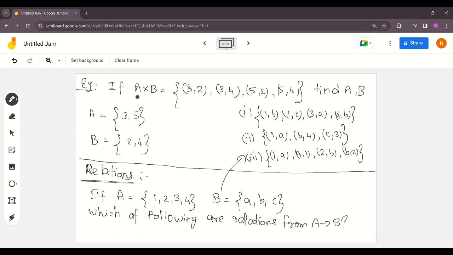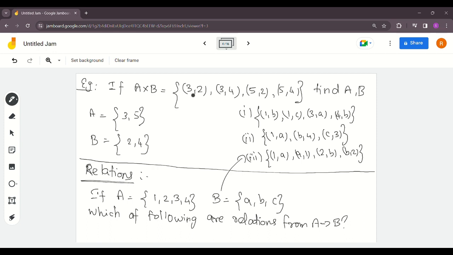So if A cross B is already given, then how will you find out A and B? A cross B is given as (3, 2), (3, 4), (5, 2) and (5, 4). With this you have to find out A and B. So A from this is very simple. See here, the first element is given, so the first element should always be taken as A.